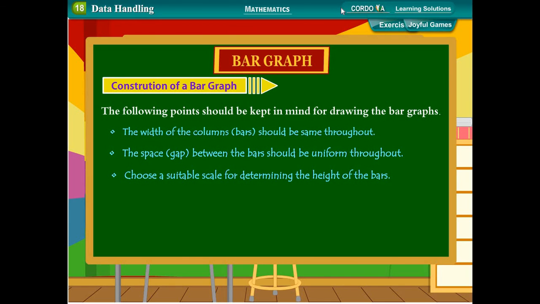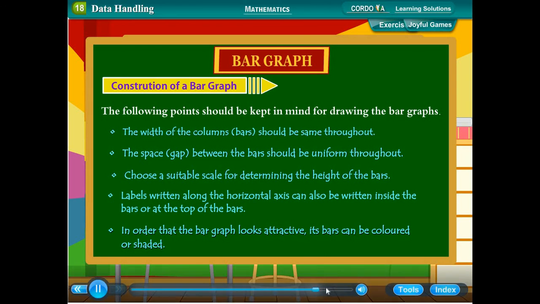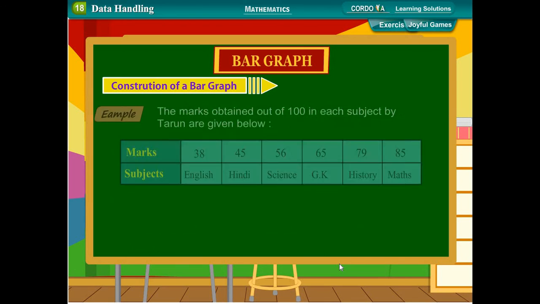Choose a suitable scale for determining the height of the bars. Labels written along the horizontal axis can also be written inside the bars or at the top of the bars. In order that the bar graph looks attractive, its bars can be colored or shaded.